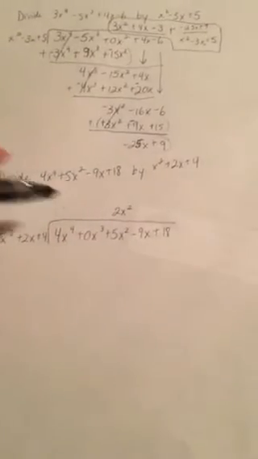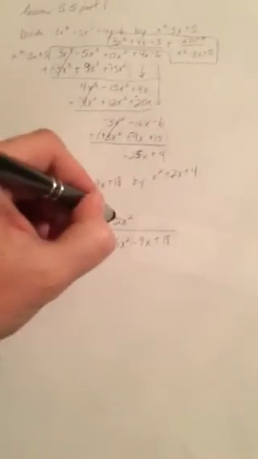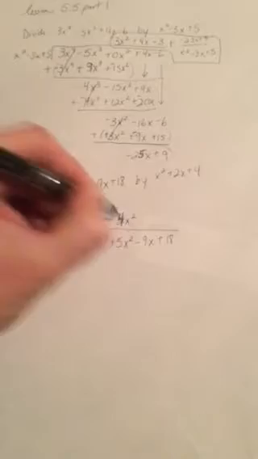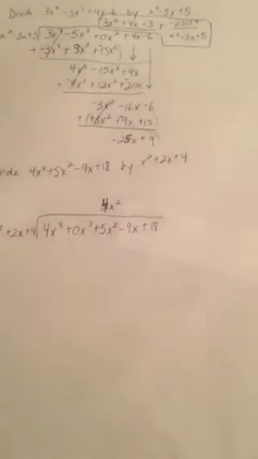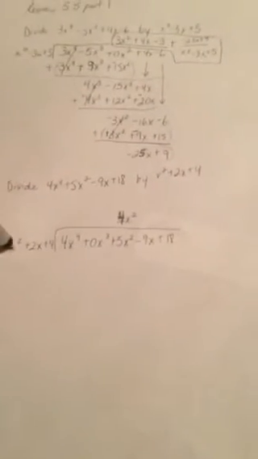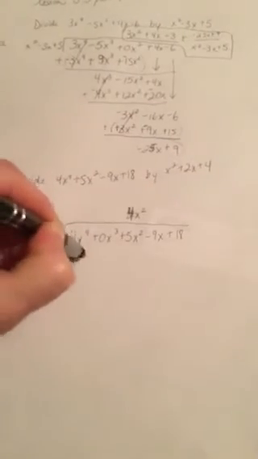2x squared times x squared. Oh, it should be 4. I'm sorry. X squared times 4x squared is 4x to the fourth. So it's a nice little built-in check if you make a mistake, like I just did. Okay, so 4x squared times x squared is 4x to the fourth.